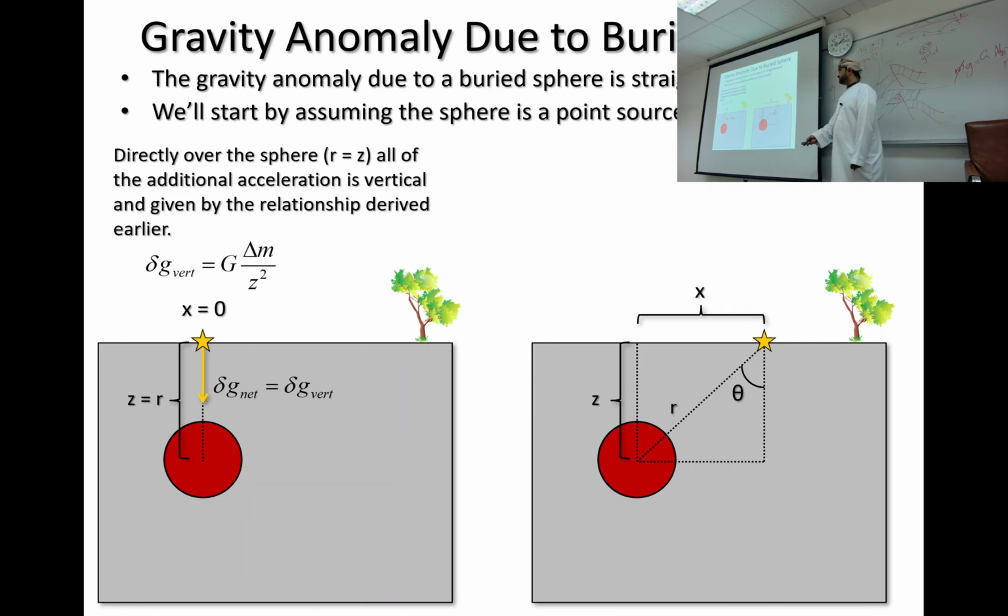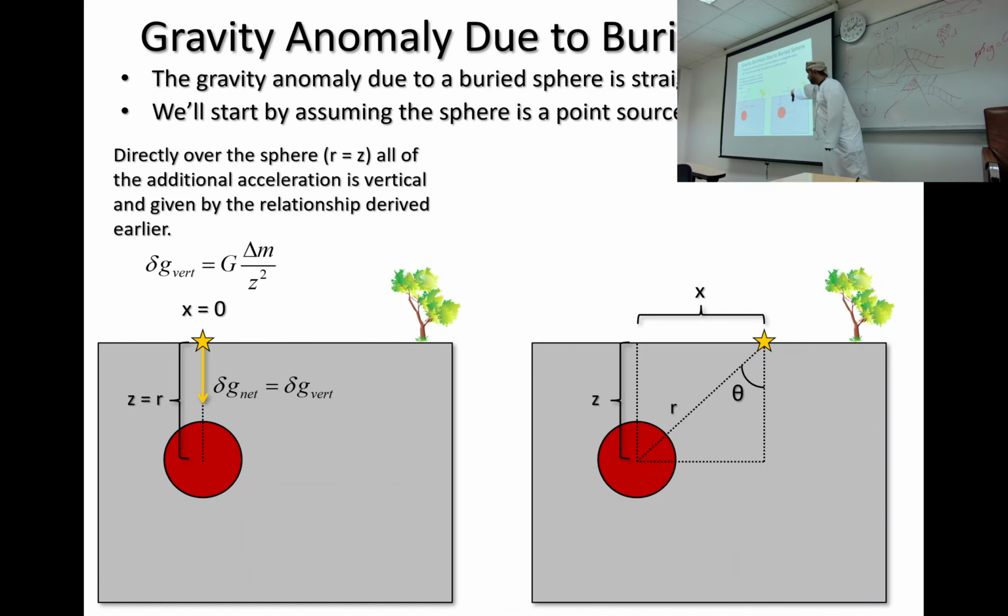Which one is the net? This one or this one? Which one is the net? 1 or 2? 2 is the net. Vertical is the one I measure.